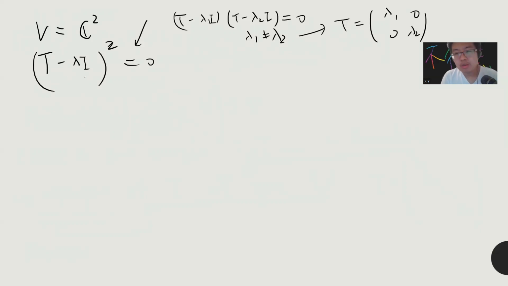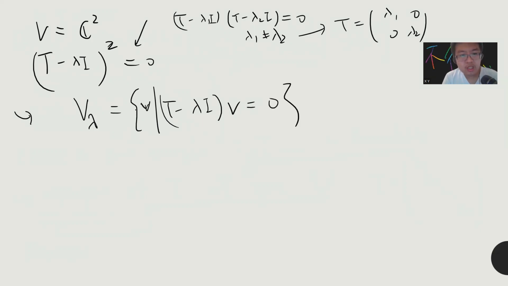But if you get a multiple root, (T minus lambda I) squared equals 0, there are two possibilities. You can define V of lambda to be the kernel of T minus lambda I. This is the eigenspace: you collect all the vectors such that Tv equals lambda v. The first possibility is that the dimension of V lambda is 2.